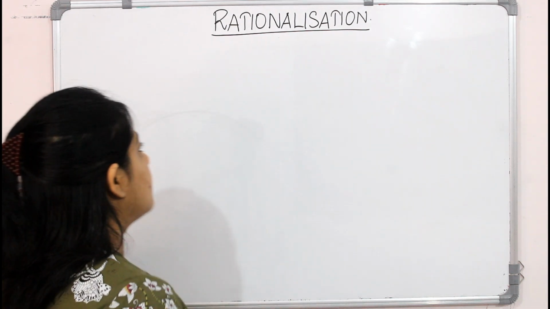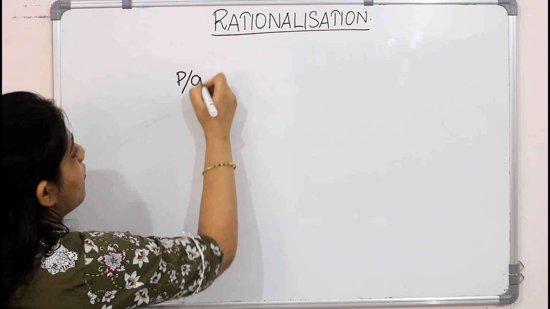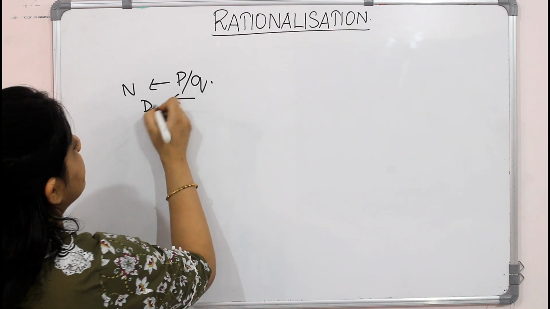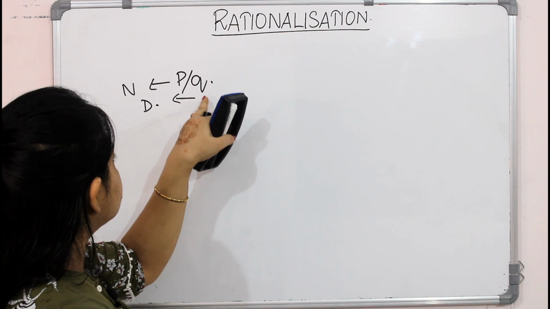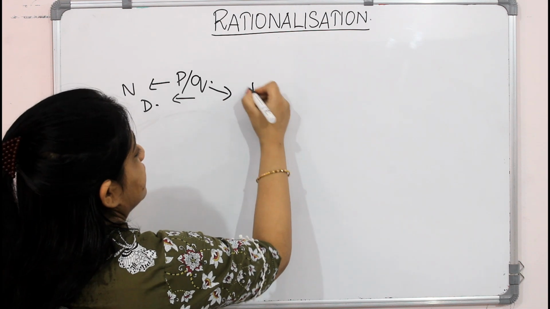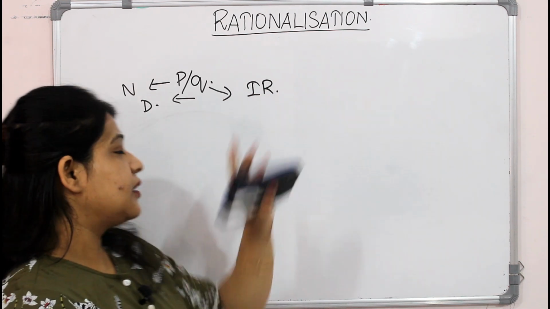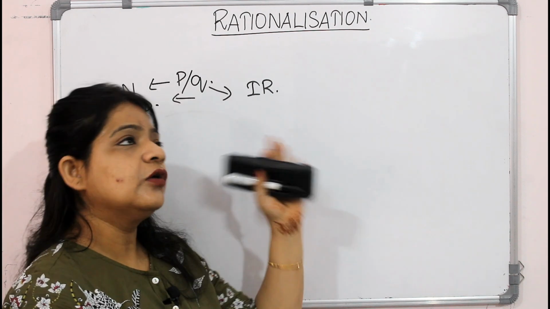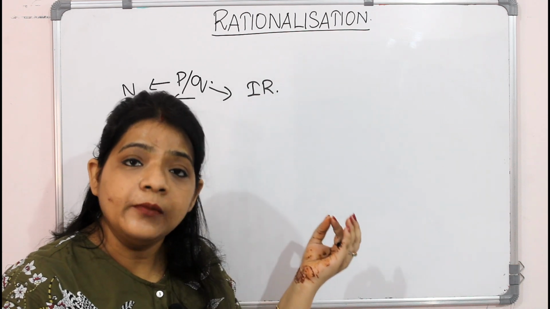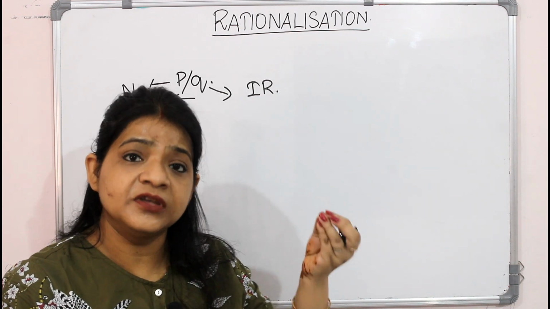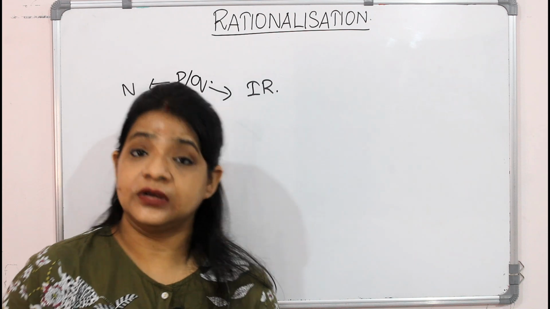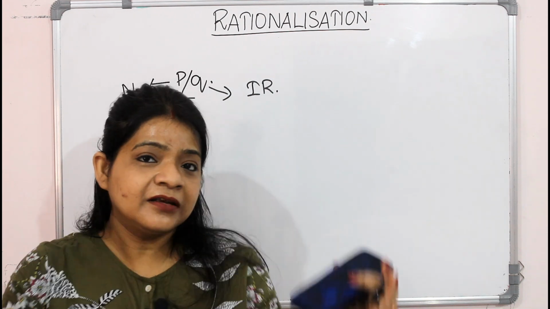Suppose a number I am giving you in the form of a fraction, where P is the numerator and Q is the denominator. Now, let us consider that Q is an irrational number, which I am denoting by IR. So, Q is an irrational number. The process of converting the denominator of a fraction which is an irrational number into a rational number is known as rationalization. It's a bit confusing.